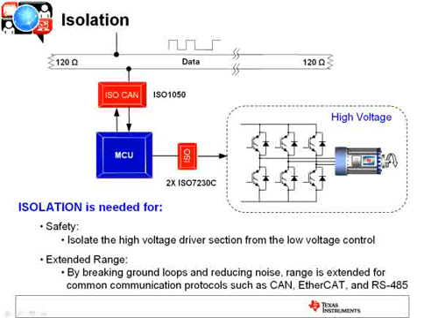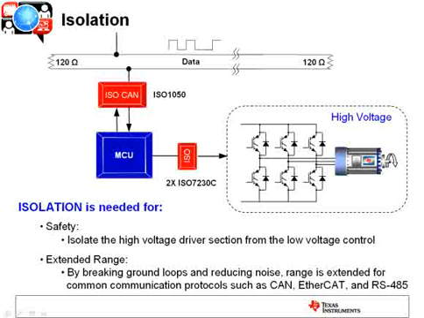If you look at the isolation, there's two primary reasons here to use isolation in a motor system. The first and foremost, I think, is safety. We talked about these high voltages of these motors. They can easily be in the hundreds of volts, where your control is in a 5 volt or 3 volt type plane. So you want to have some strong galvanic isolation between those two voltage domains for safety reasons.